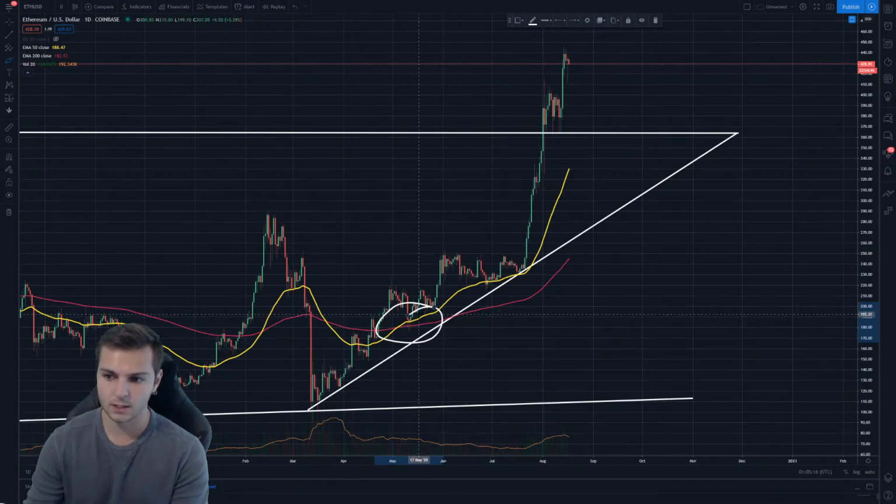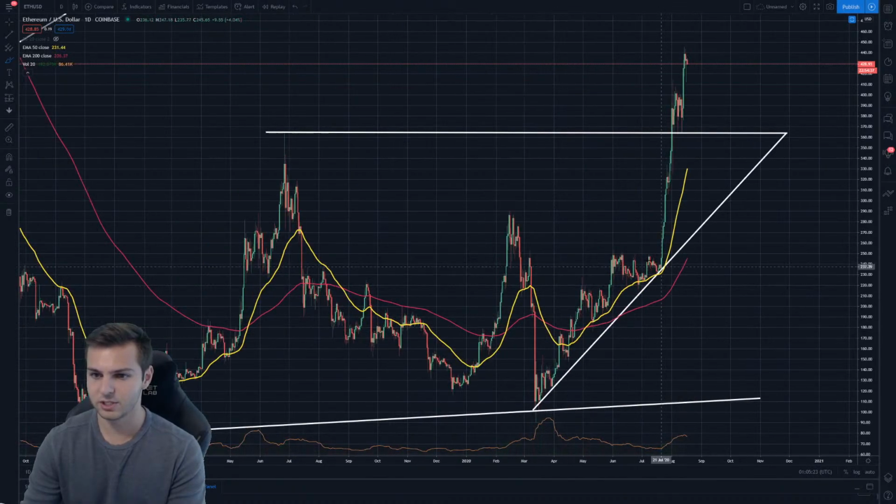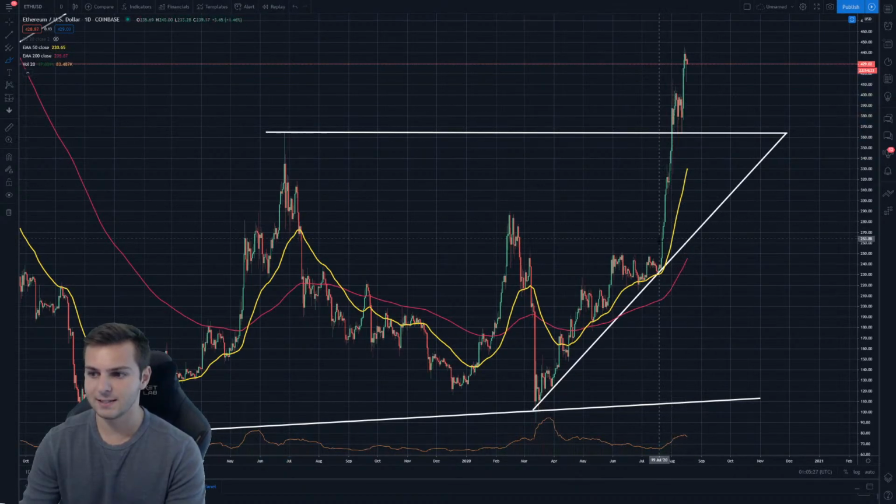Still in our golden cross. The EMAs are both pointing straight upwards still. And I think most significantly, we broke through this previous swing high, came back and retested it. So, of course, we have the break, the hook, and the go. And now I want to talk about, I guess, where Ethereum is going.